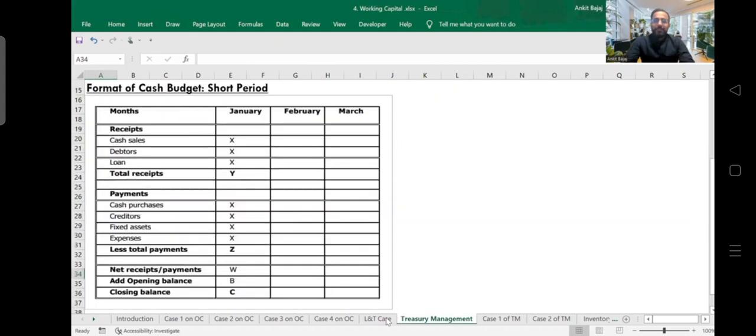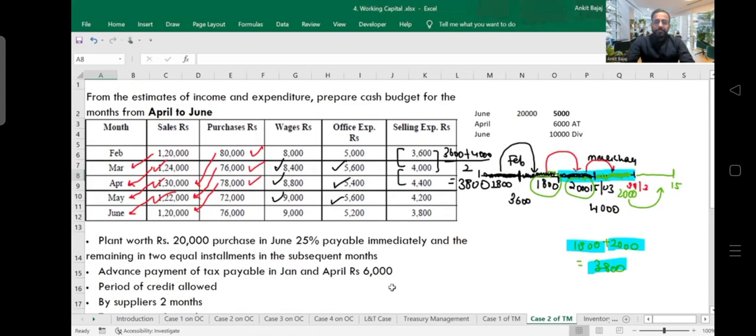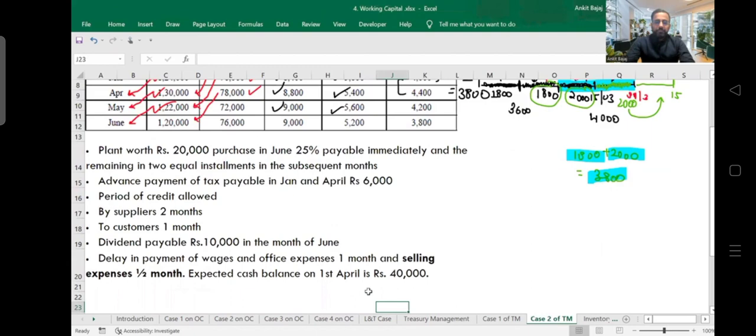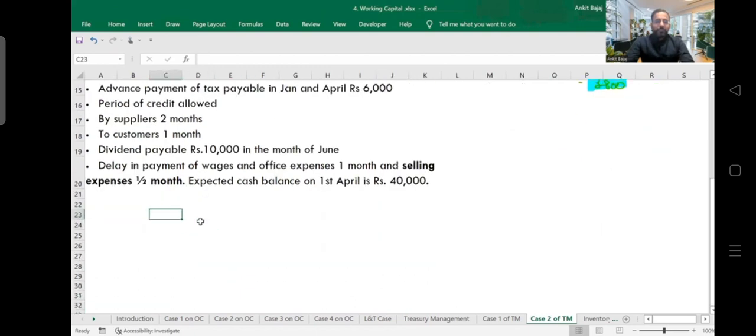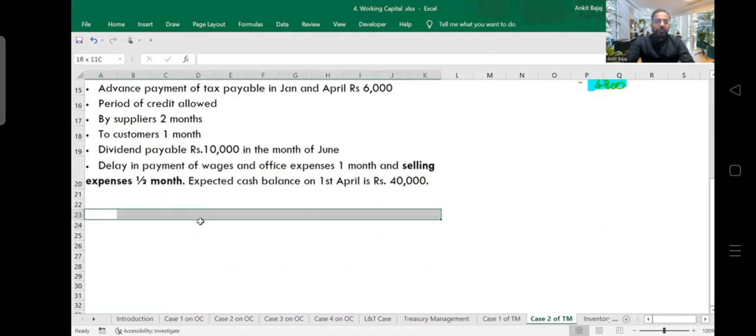Now what I will do is quickly prepare the budget. Hopefully you understood this concept. Yes or no? Cool.